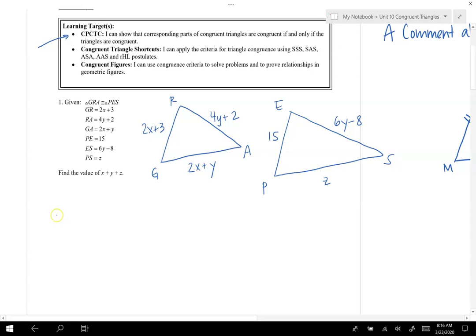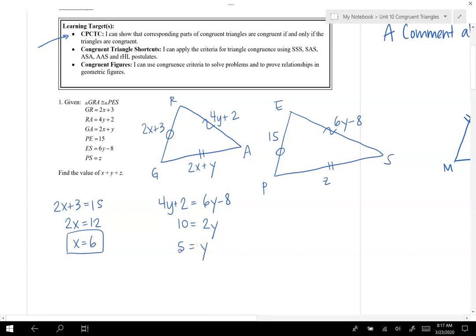And so here's how I would do it. If these triangles are congruent, I know these are corresponding sides, these are corresponding sides, and these are corresponding sides. So I'll just start with the first set. 2x plus 3 is equal to 15, which means 2x equals 12, so x is 6. Awesome, because I want to find x plus y plus z. Then for my y, 4y plus 2 equals 6y minus 8. If I move the 4y over, I get a 2y. If I move this 8 over, I get a 10. So y is 5.